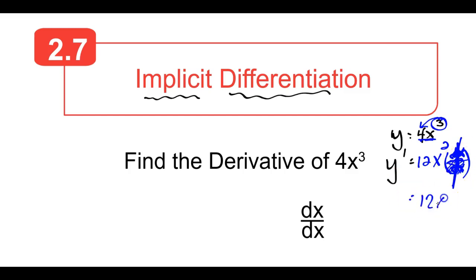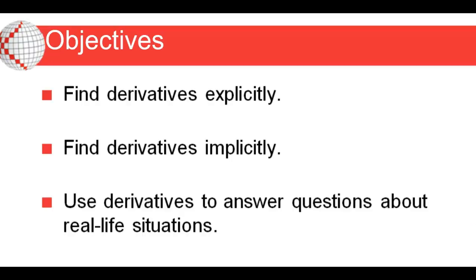So nobody ever writes that. They just say, oh, 12x squared. But I want you to think about that. You took the dx, don't write it, but just think about that really was there all along. We have just never written it. So again, we're going to learn explicit differentiation, implicit differentiation, and then we're going to look at some real life situations.